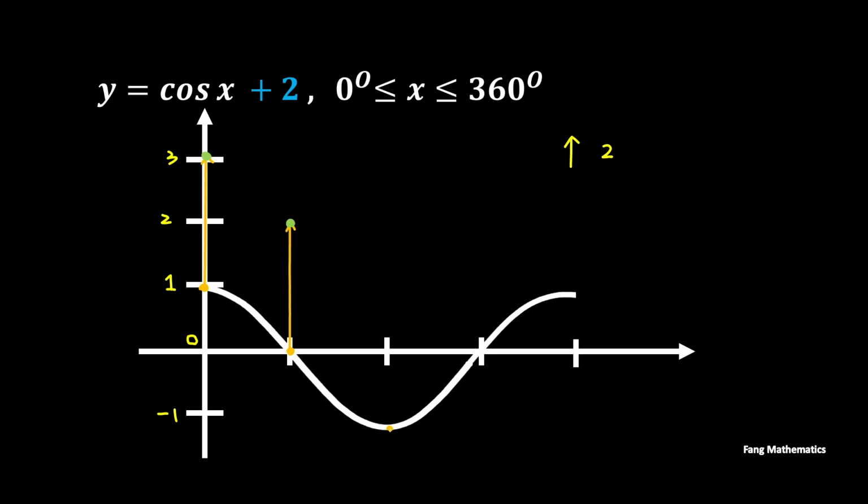We are to do the minima. The minima we are to have minus 1 plus 2. That should give you 1. 0 plus 2 to get y is equal to 2. The last, you have the y value equal to 1, so increase that by 2. You should get 3. We are to join them.